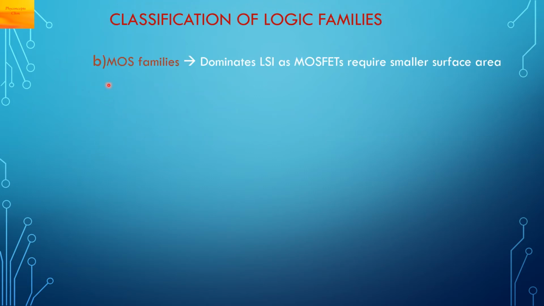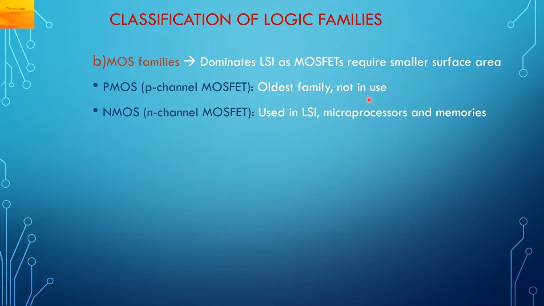The second type of logic family is the MOS family. It dominates LSI as MOSFETs require smaller surface area. Here it is again divided into three types. One is PMOS, that is P channel MOSFET. It is the oldest family and not in use. Second is NMOS, N channel MOSFET. It is used in LSI, microprocessors and memories.